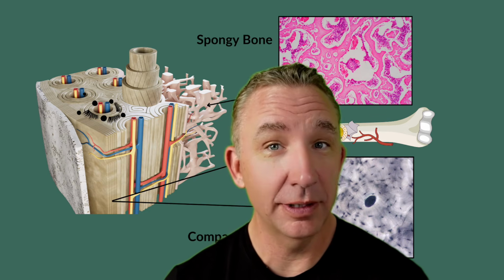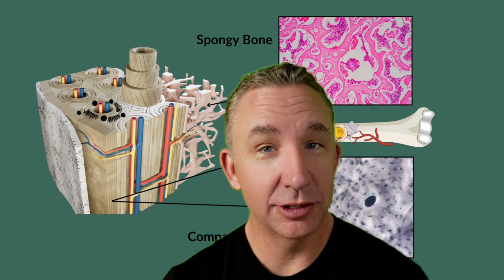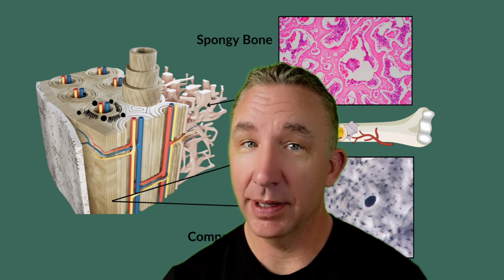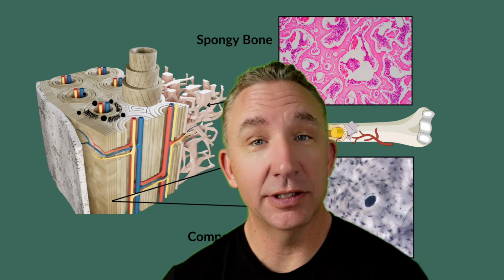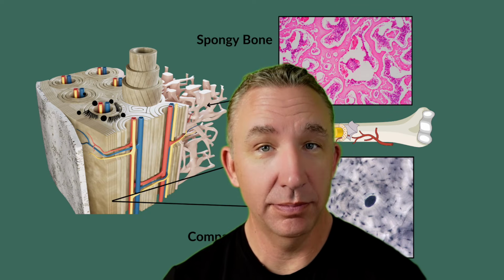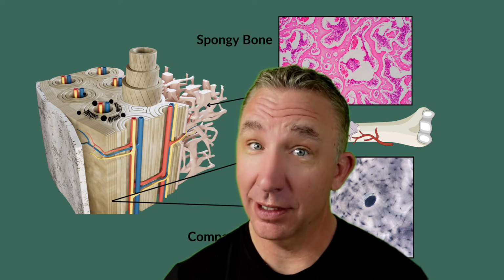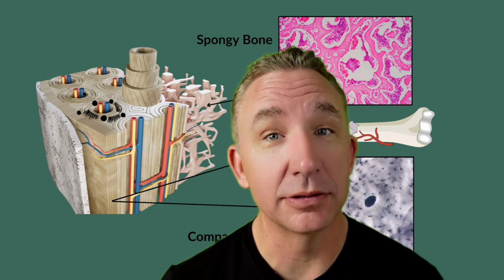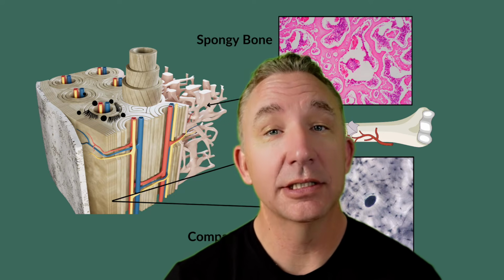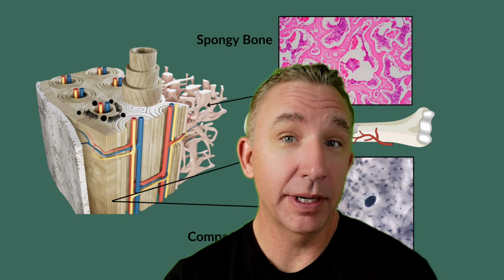Connective tissue proper, we have three types of dense and three types of loose. Connective tissue fluid, which is my blood and my lymph, and then connective tissue that's supporting. So our supporting connective tissue is cartilage and bone. Three types of cartilage: elastic, hyaline, and fibrocartilage. Now we're looking at bone. Two specific types: spongy and compact. They tell you what they are by their appearance.